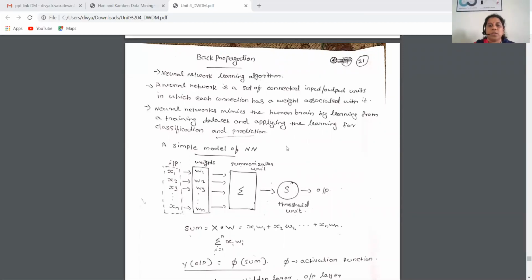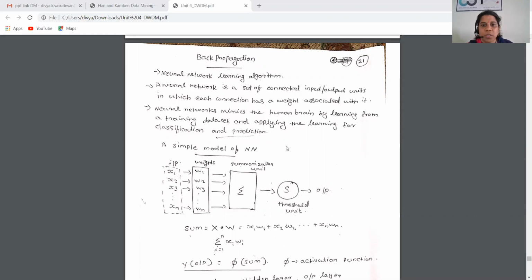A neural network is a set of connected input-output units in which each connection has a weight associated with it. A neural network mimics the human brain by learning from a training data set and applying the learning for classification and prediction. Here is shown a simple model of a neural network.